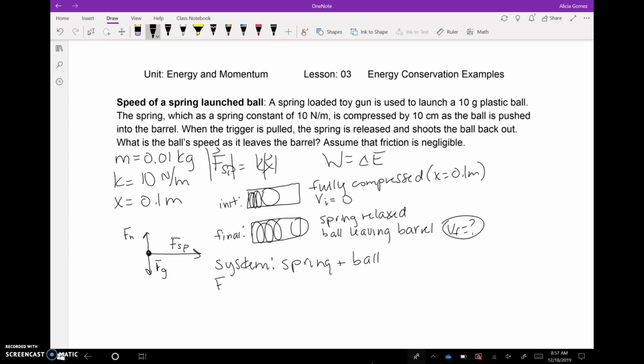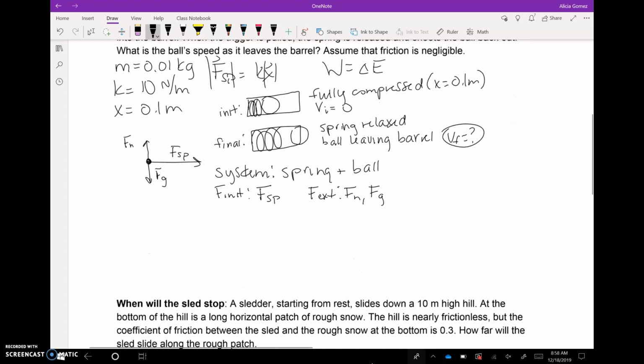So therefore, internal forces are going to be any forces of the spring and the ball interacting, which is the spring force here. External forces are going to be this normal force and the force of gravity, because the normal force is caused by the interaction between the ball and the barrel, and the barrel's not in our system. Gravitational force is with the Earth, and Earth's not in our system. So they're both external forces.